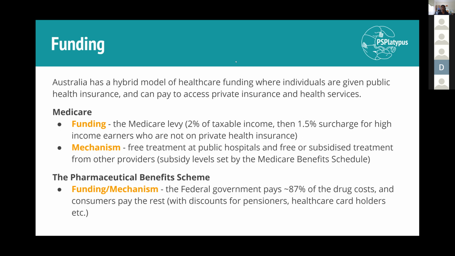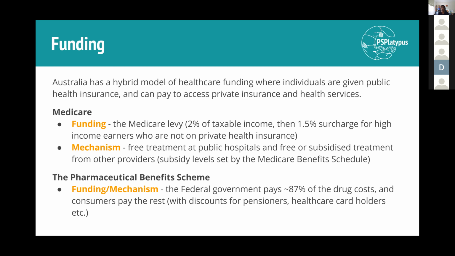All right, and funding. I don't know how familiar you guys are with Medicare. I certainly wasn't familiar with how Medicare actually worked when I went in. It was just sort of, you go to the doctor, and sometimes you don't need to pay, and sometimes you do. So the idea is with the Medicare levy, that's 2% of your taxable income. And if you're a high income earner, they want to get you on private health insurance. So if you're not on private health insurance, they'll tack another 1.5% on top of that. And that's called the Medicare levy surcharge. But basically the point is that's where we get the funding from: tax money.